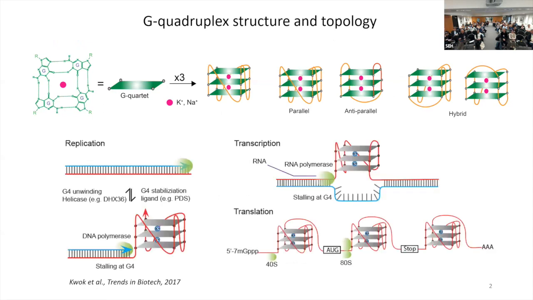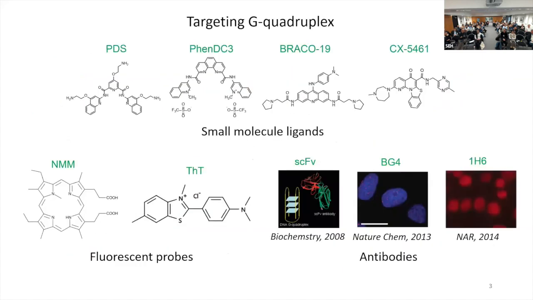The G-quadruplex structure has been found in different species and in different positions of the human genome. So it's related to many biological processes like replication, transcription, and translation, and also to many diseases like cancer. The targeting of G-quadruplex is very important. The current targeting methods include small molecule ligands, fluorescent probes, and antibodies.